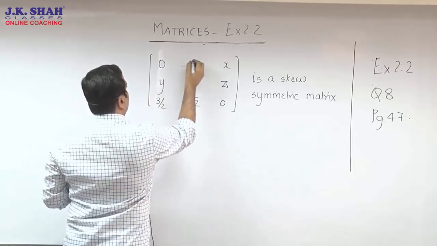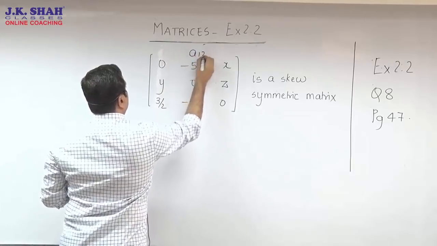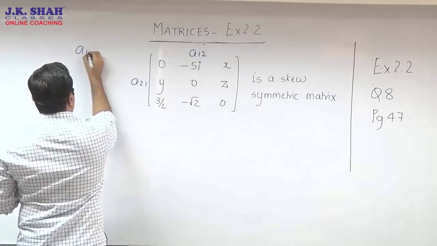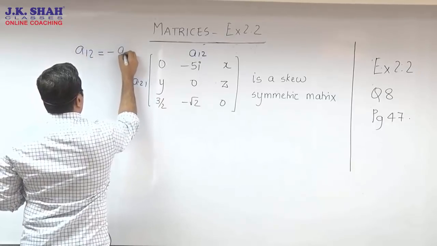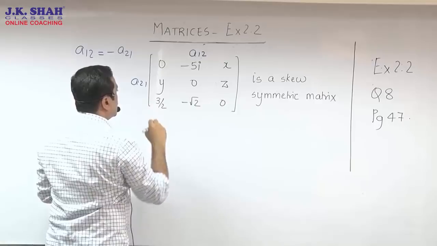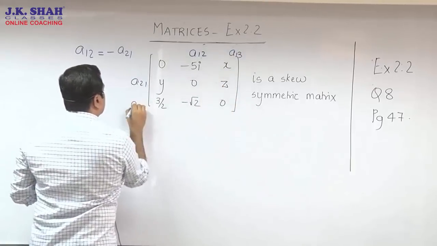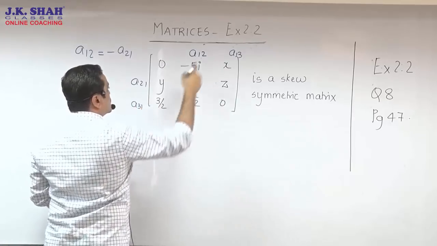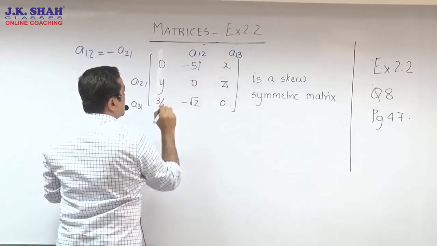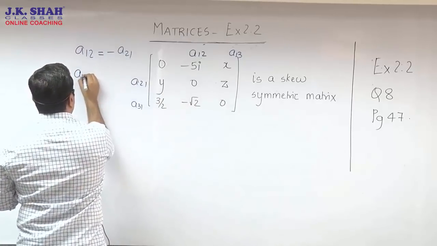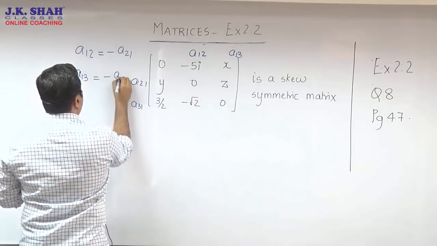So if I recall, that is A12 and that's A21. Now what we had discussed earlier was A12 is minus of A21 in my introduction. And that's A13, this is A31. In a symmetric matrix they are equal, but in a skew matrix they are equal but opposite in sign. So we do say A13 is minus of A31.